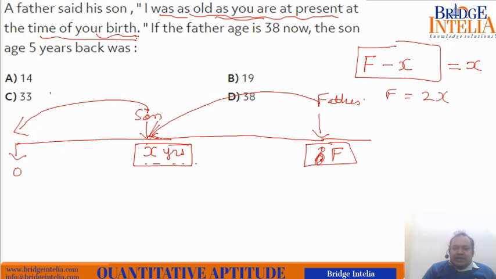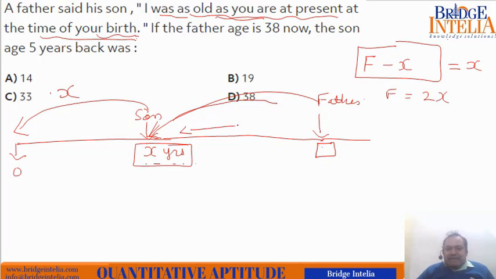You can visualize this on the number line very easily. Going back in time by X years, the son reaches from X to 0 and father reaches from this to X. These both gaps are equal going back in time. So if this gap is X, this gap must also be equal to X. So if son is X years old, father must be 2X years old.